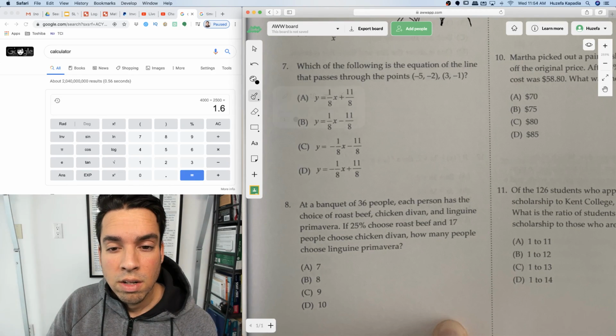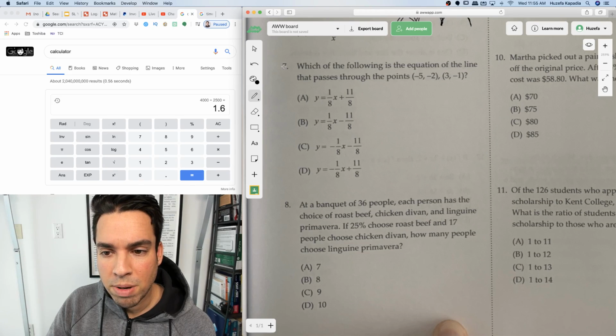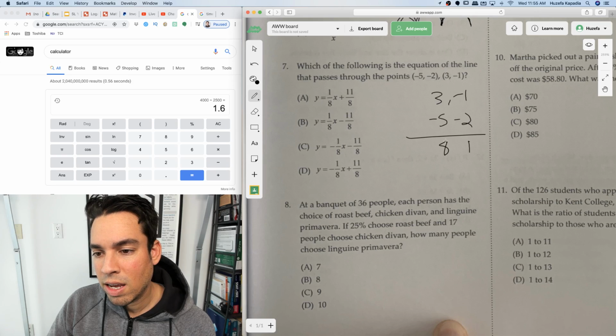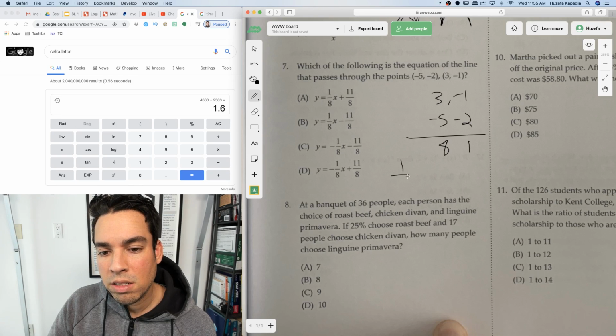Tough test. Okay, which of the following is the equation of the line that passes through the points? Okay, let's calculate the slope first and foremost. So I'm going to stack the coordinates, 3, -1, -5, -2. Subtract down: -1 minus -2 is 1. 3 minus -5 is 8. And it's y over x, so it's a positive 1/8.